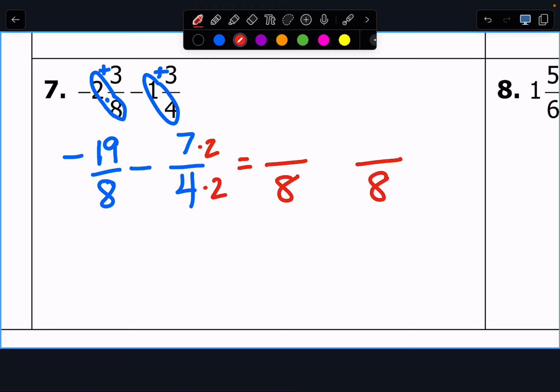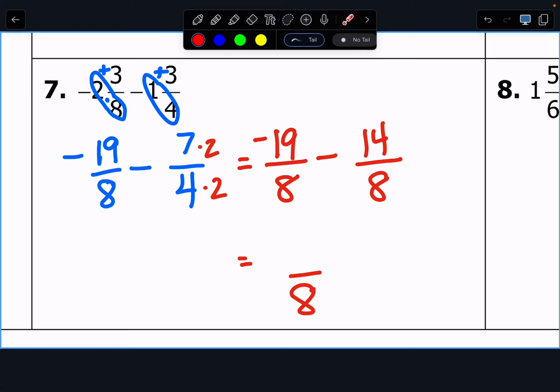So we have negative 19 over 8 minus 14 over 8. We have common denominators, so we know our denominator is going to stay as 8. Now, we need to take negative 19 minus 14. Some of us may want to think, yes, subtracting means adding the opposite. So we have negative 19 plus negative 14. What is it? Negative 33.